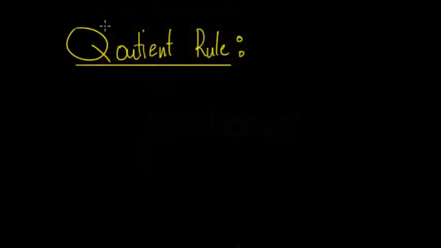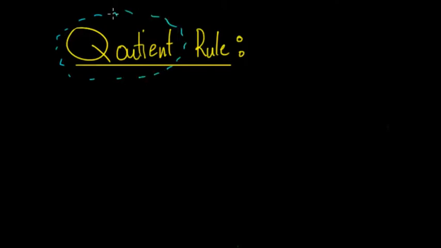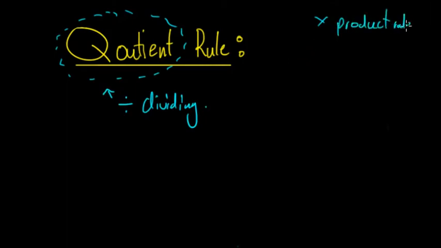In this video, we're going to be looking at the quotient rule. So the quotient rule is like the opposite rule to the product rule. With the product rule, we had multiplication. However, with the quotient rule, this is talking about dividing. With the product rule, that was when we had f(x) is equal to u times v. Now with the quotient rule, this is when f(x) is equal to u divided by v.